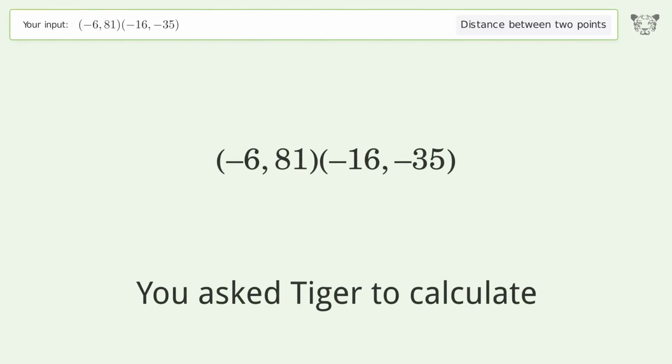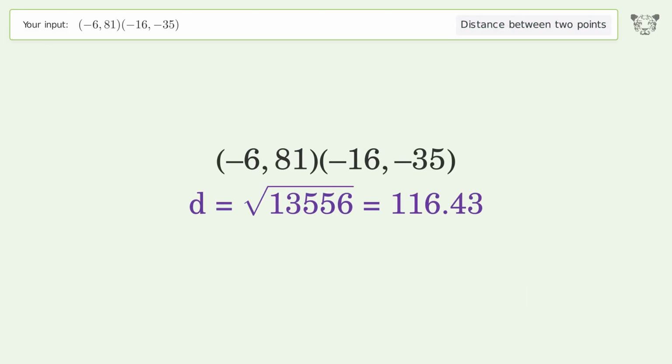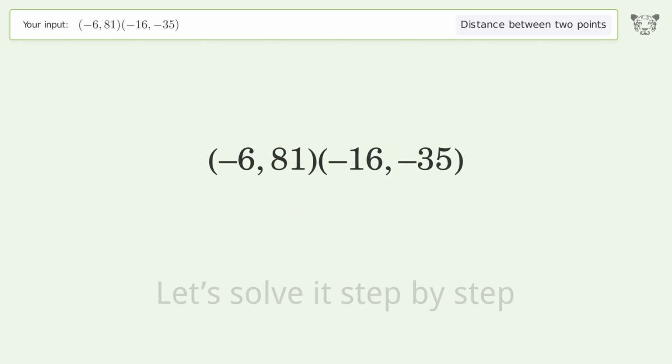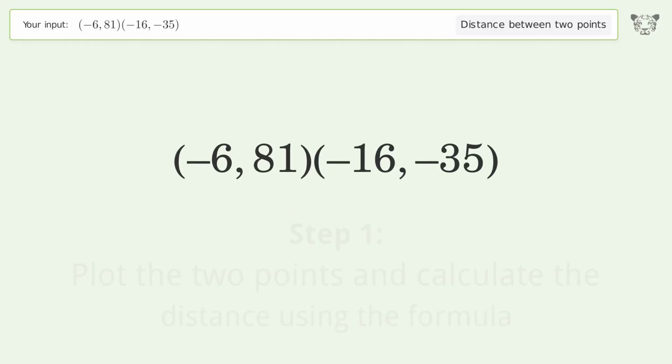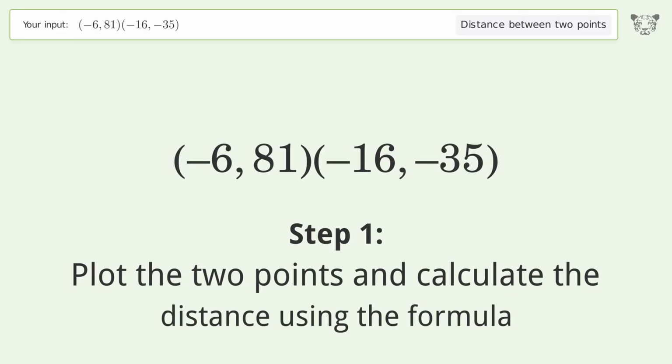You ask Tiger to calculate. This deals with the distance between 2 points. The distance between the 2 points is the square root of 13,556, or 116.43. Let's solve it step by step. Plot the 2 points and calculate the distance using the formula.